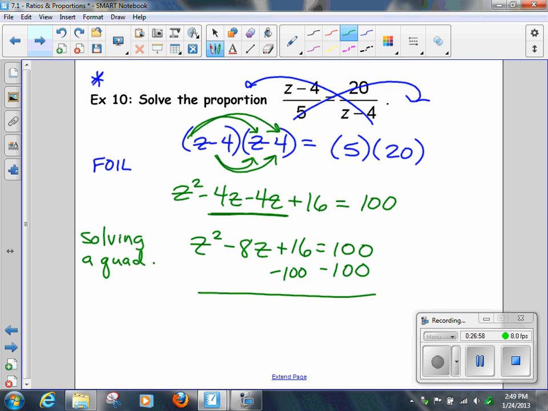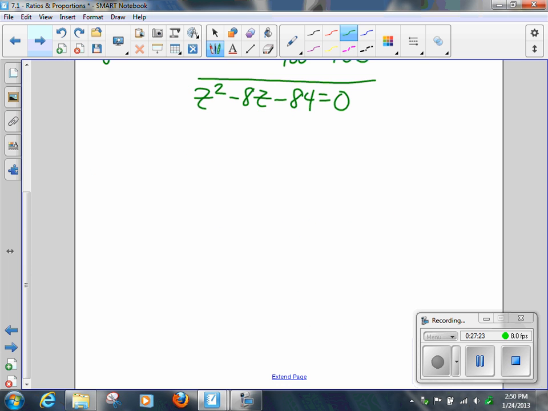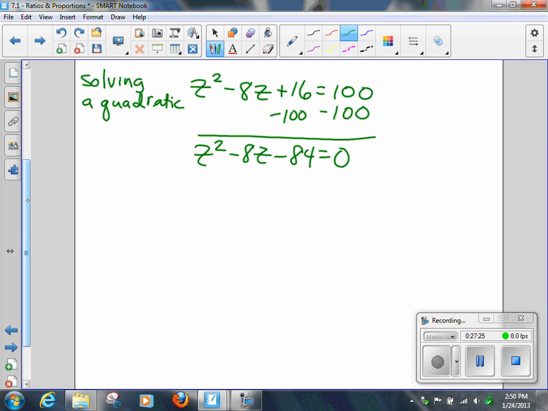Because when you solve a quadratic, the quadratic equation has to be set equal to 0. Z squared minus 8Z minus 84 is equal to 0. Now I want you to stare at that, look at it just a second, because 16 minus 100 is negative 84.